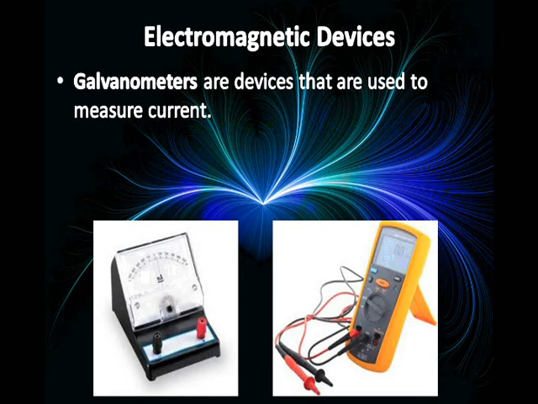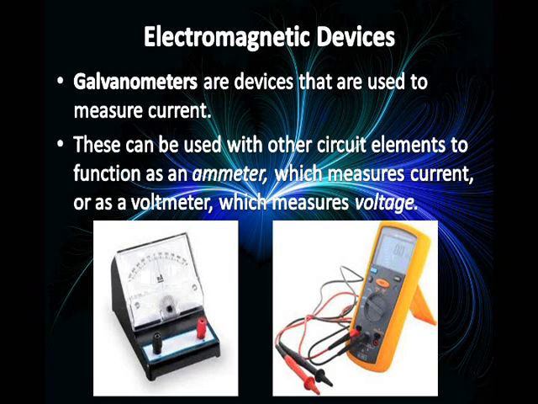Now let's talk about galvanometers. These are devices that are used to measure current. So they measure how many amps are flowing. These can be used with other circuit elements to also function as an ammeter or a voltmeter. An ammeter measures current, and a voltmeter measures voltage, and so it can be used in conjunction with those.